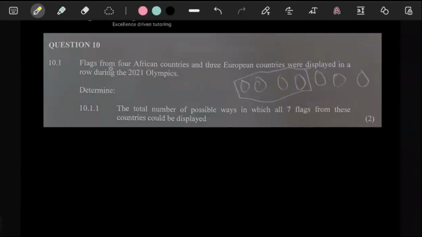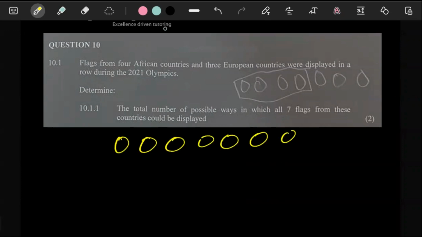Question 10 says flags from 4 African countries and 3 European countries are displayed in a row. So four African countries and 3 European ones were displayed in a row during the 2021 Olympics. Determine the total number of possible ways in which all 7 flags from these countries can be displayed. So it's 7 flags. 1, 2, 3, 4, 5, 6, 7.